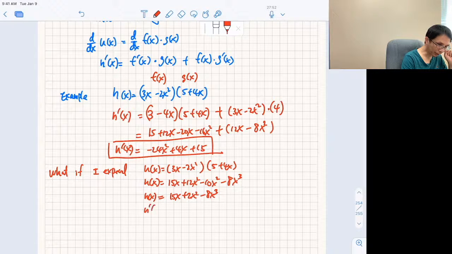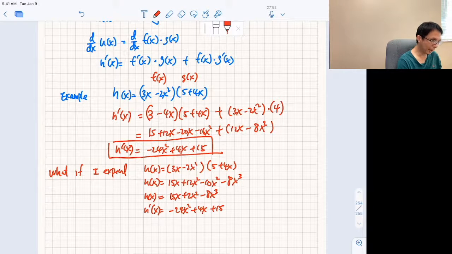Now I can take a derivative of this. It's going to give you minus 24x squared plus 4x and plus 15. And I know that this is the same answer because I did the math correctly.